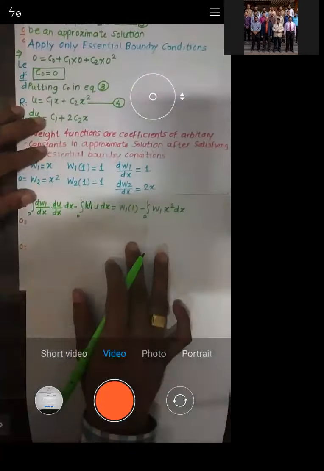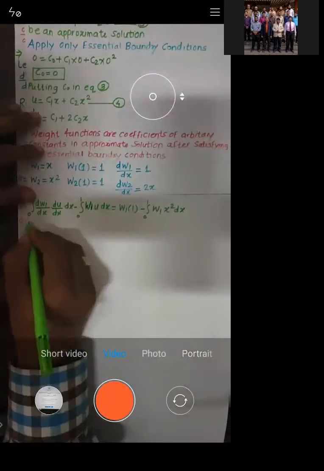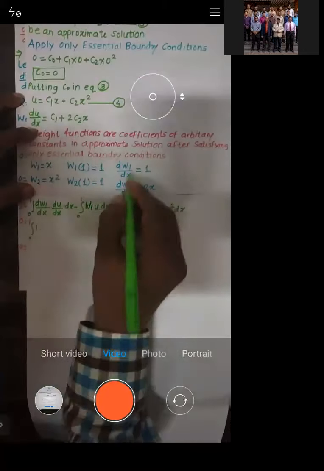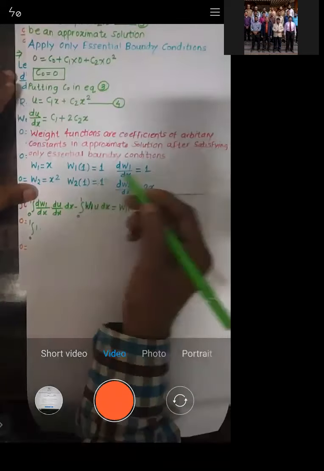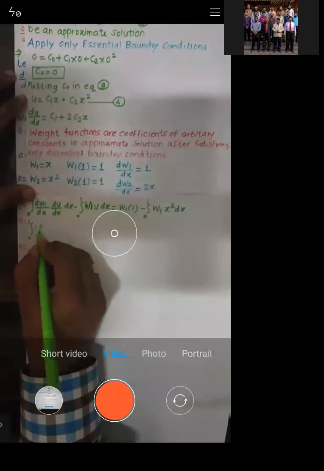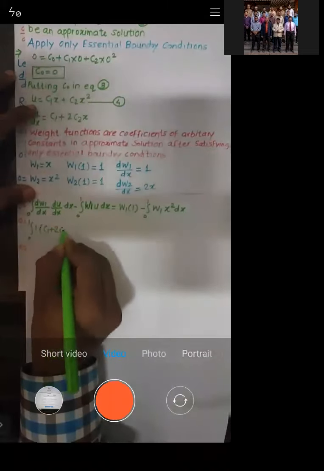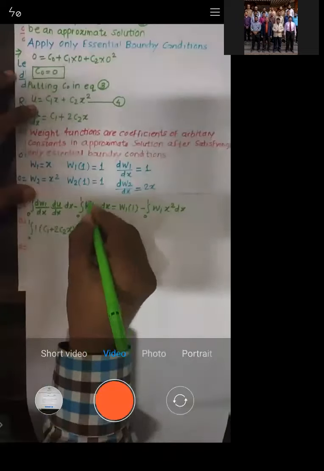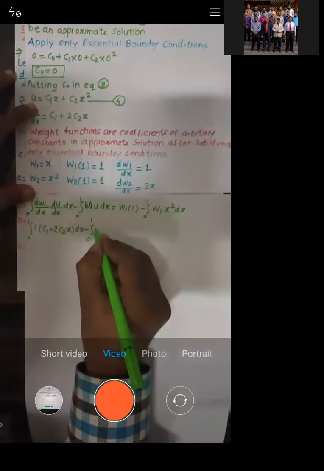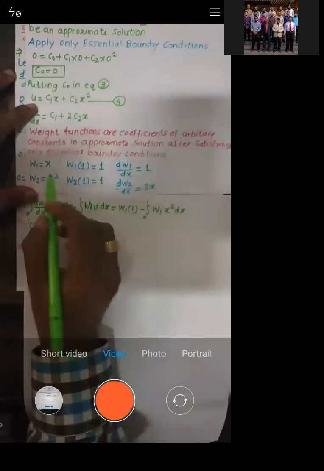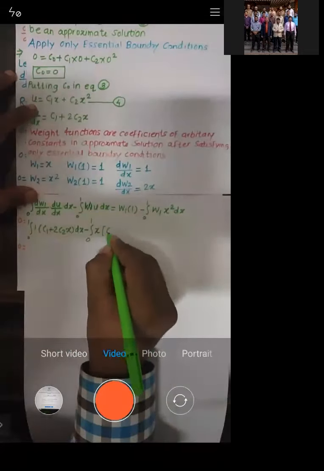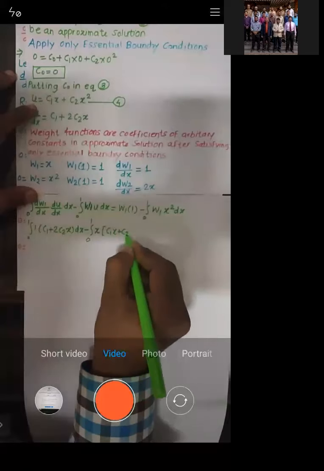Integration 0 to 1, dW1 by dx. You can see dW1 by dx is 1, into du by dx. Where is that du by dx? This is the term, which is C1 plus 2C2x, into dx, minus integration 0 to 1 of W1. What is W1? It's x into u. What is u? This is the term: C1x plus C2x square.